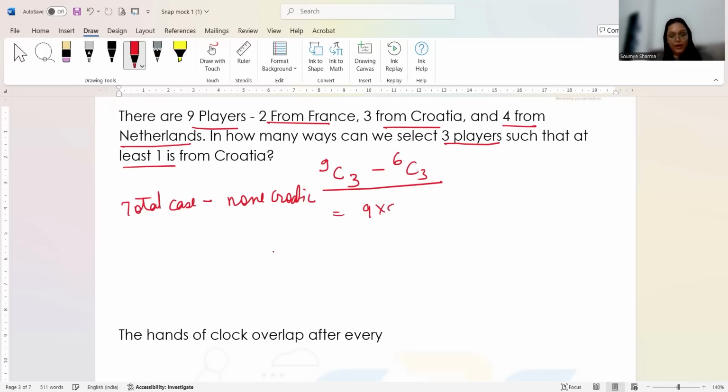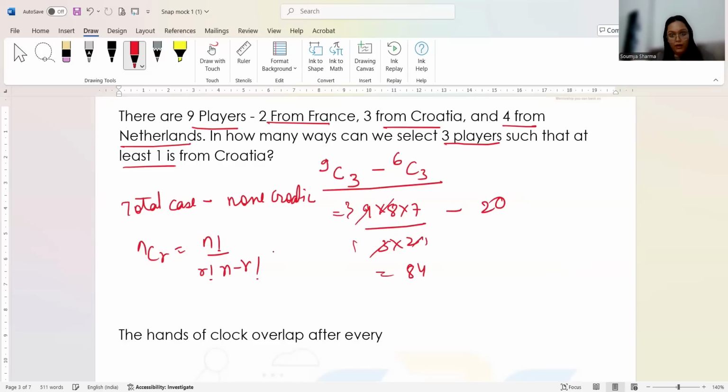9C3 is 9 into 8 into 7 upon 3 into 2, because nCr is equal to n factorial upon r factorial into (n minus r) factorial. So here, apart from 6, it will get cancelled, and you will have 3 into 2. 6C3 is 20. So 9C3 will be 84. All right, 84 minus 20 will be 64. Okay.